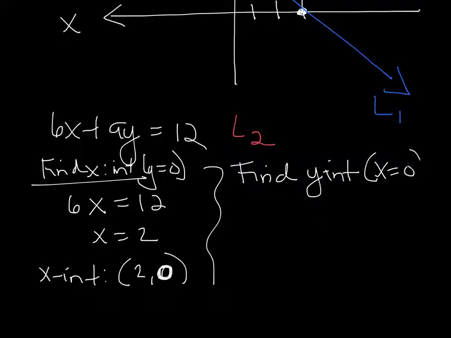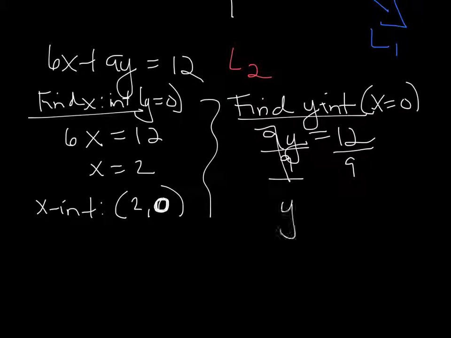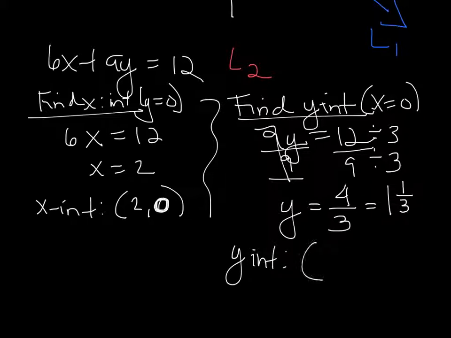Similarly, let's find the y-intercept. Again, let x be 0. So we have 6 times 0, which is 0. 9y equals 12. 9 times what is 12? Well, it's not a nice whole number, but you can definitely divide both sides by 9. And we get y equals, and I can divide top and bottom by 3, so I get 4/3 or 1 1/3.